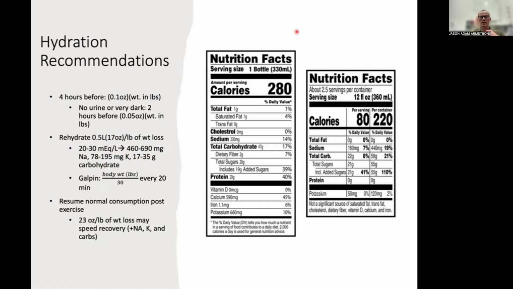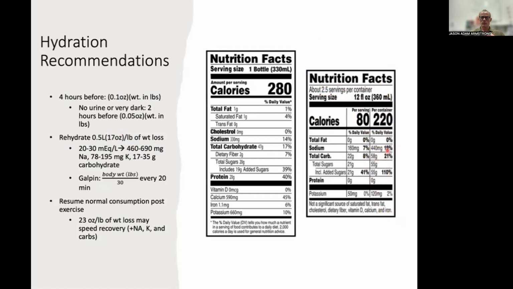Now I want to come over here and take a look at these two beverages. So we're going to start with this one on the right. It's a 12-ounce beverage. Or sorry, it's 12 ounces per serving, and this is 2.5 servings. So I'm looking at about 30 ounces here. So if I had lost about 2 pounds, then this amount of fluid is what would be recommended.